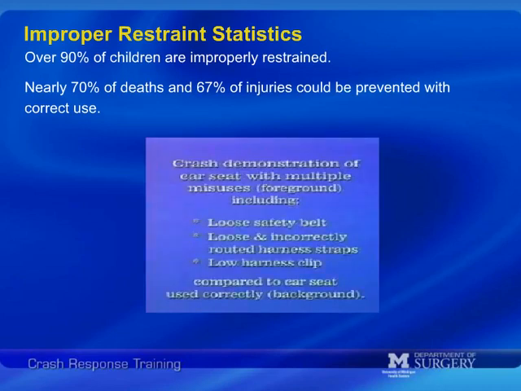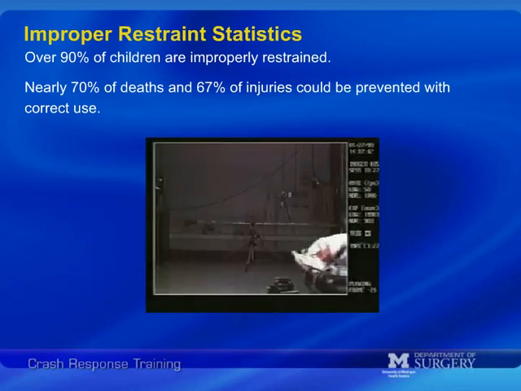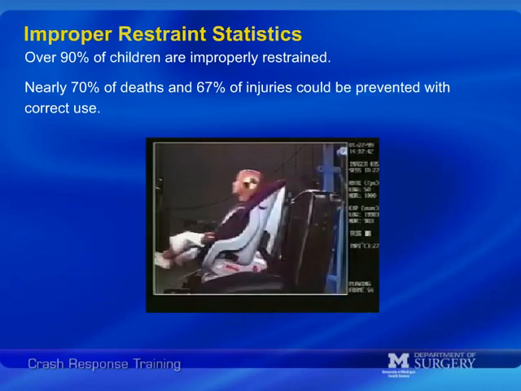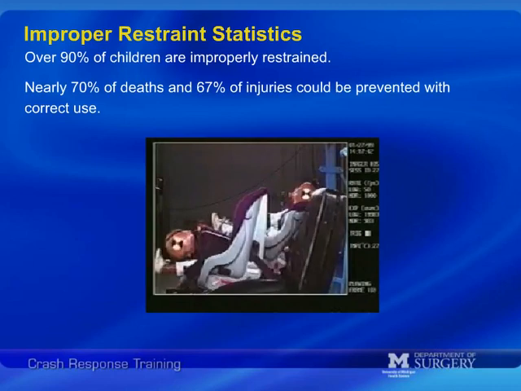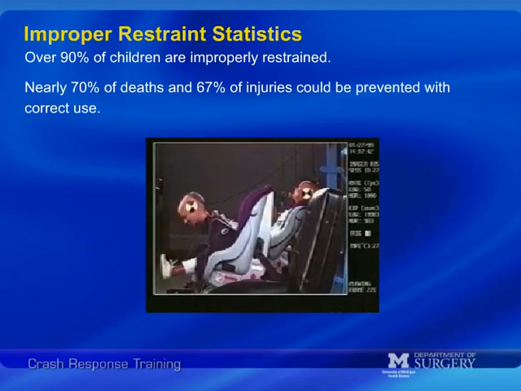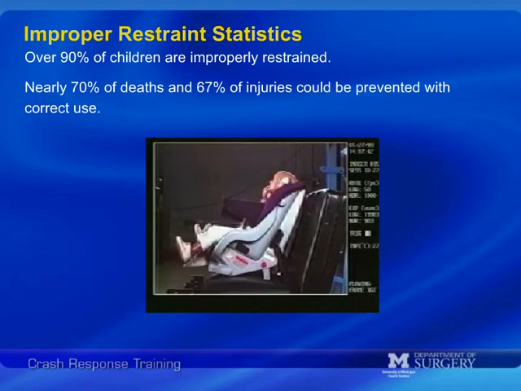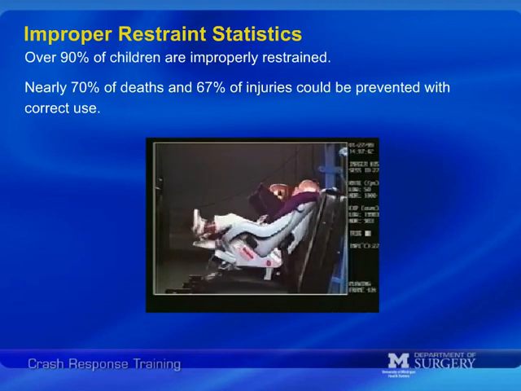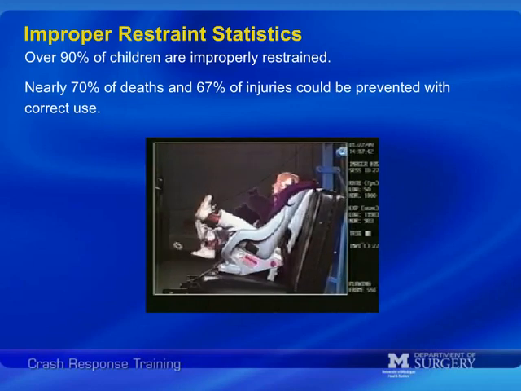Now, it's very important to keep in mind that over 90% of children are actually improperly restrained in crashes. There have been many studies which have clearly documented this. And what we know is that nearly 70% of deaths and 67% of injuries could be prevented with the correct use of child restraints. Now, you can see here in the video what happens when a child safety seat is improperly installed into the vehicle.